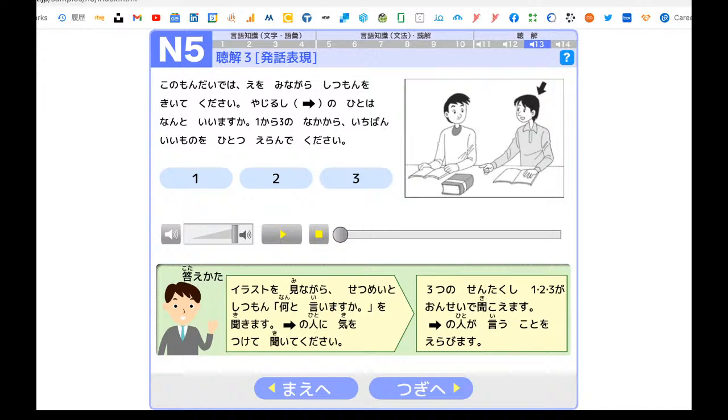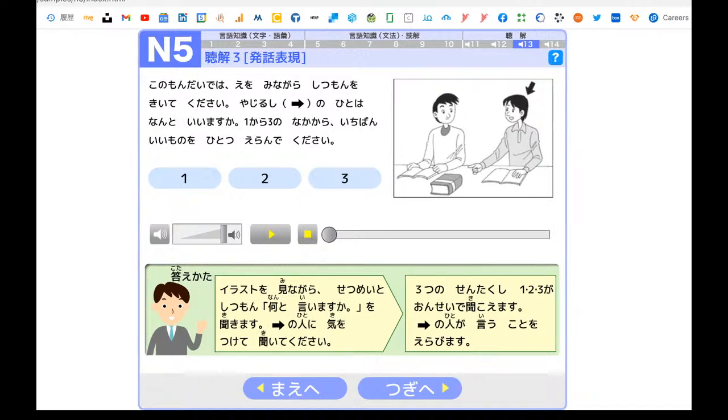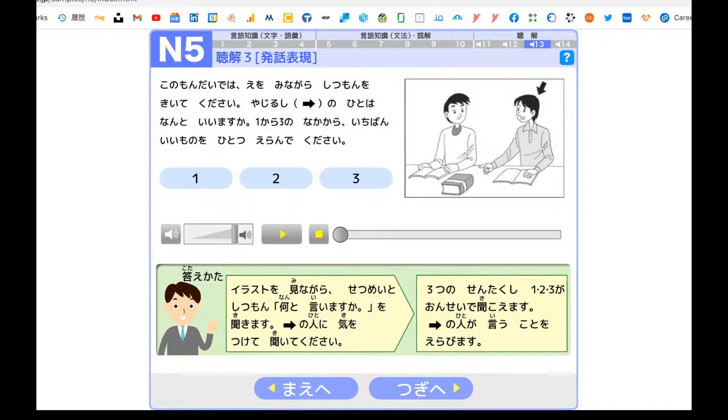Question. 友達の辞書を使いたいです。何と言いますか？1. この辞書ありがとうございました。2. この辞書貸してください。3. この辞書いいですよ。Again the question.